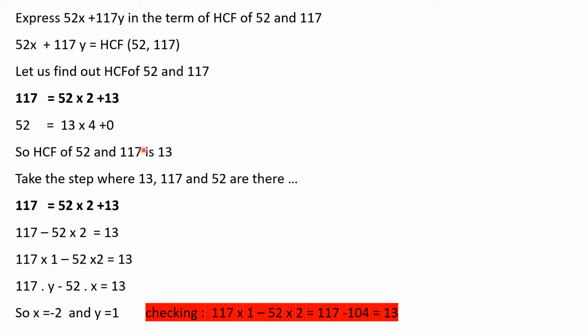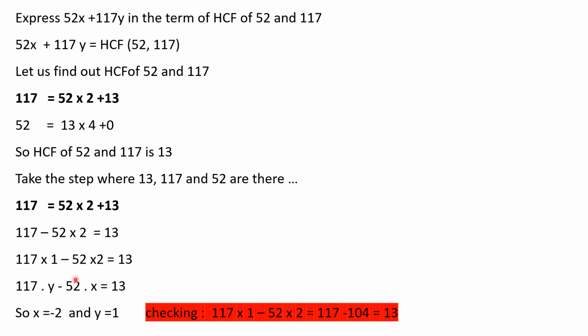Now what you have to do, you have to find out x and y. So we are going to take the step where 52, 117 and 13, all three numbers are involved. This step, right? We are going to take this step. So 13 is the HCF. 13 equal to 117 minus 52 into 2, and 117 can be written as 117 into 1. So this is a very important step. You should know that 117 can be written as 117 into 1. When we write like this, that value will not change because a number multiplied by 1 is the same number.